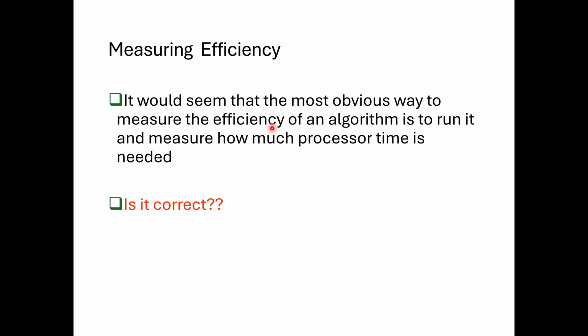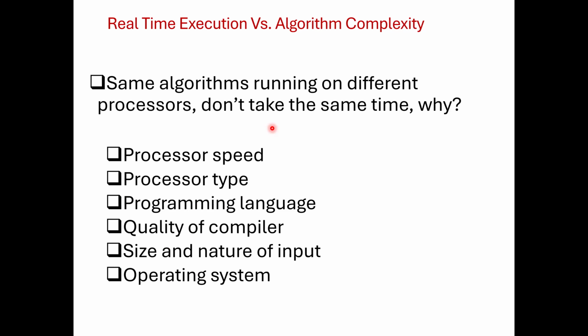No. And the reason for that is if we run an algorithm on our computer and we measure the amount of time it takes, there are a lot of variables that will influence that time. Now, what are some of these variables? It says the same algorithms running on different processors don't take the same time. Why? The processor speeds will be different, right? So on your computer, your processor speed goes up and down. And so even if your algorithm is bad, it's not the most efficient, if the processor speed is fast enough, it will look very efficient, right?